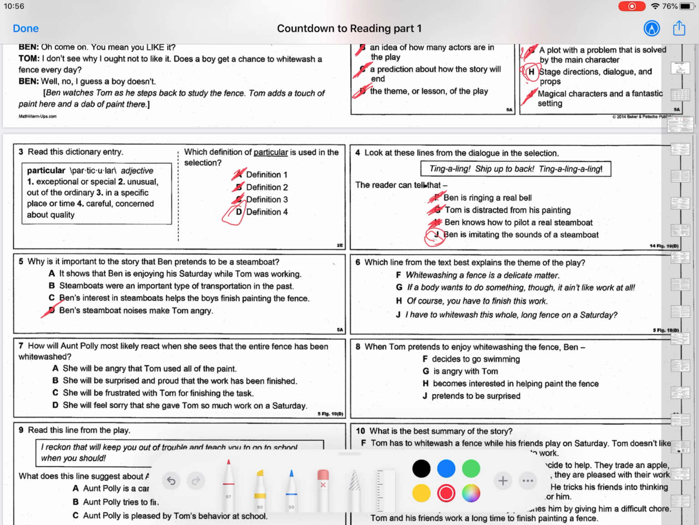C, Ben's interest in steamboats helps the boys finish painting the fence. No, there's no mention of the steamboats after that point. B, steamboats were an important type of transportation in the past. While that may be true, that doesn't really help our story in any way. A, it shows that Ben is enjoying his Saturday while Tom was working. That fits perfectly.